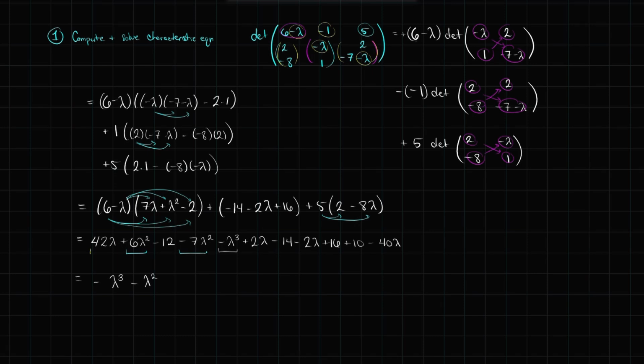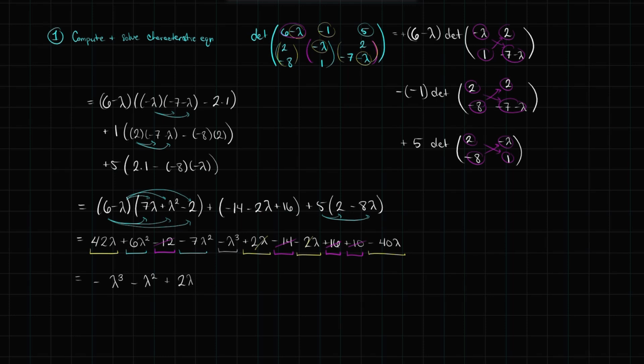All the terms with the lambda in them, I've got 42 lambda plus 2 lambda minus 2 lambda minus 40 lambda, so the 2's are canceling. And at 42 minus 40, I'm going to be left with a positive 2 lambda. And then in terms of the single digits, I've got -12 minus 14, also known as -26, plus 16 plus 10, also known as positive 26. So all 4 of those are going to cancel, and I'm left with a plus 0.